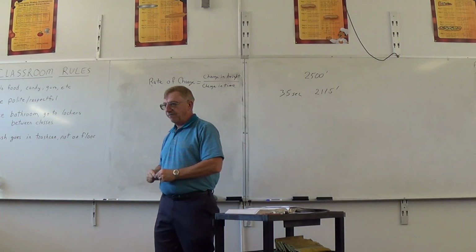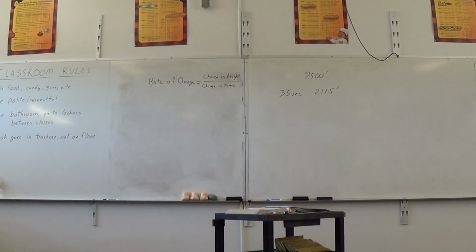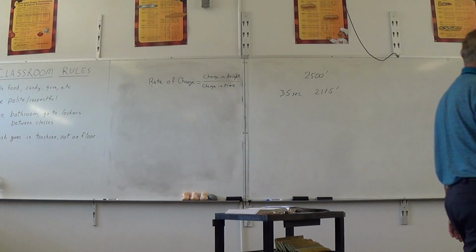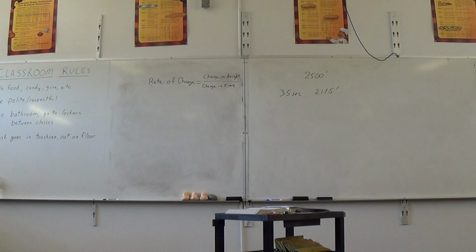2,115 feet. What's our rate of descent? How many feet per second are we descending in that time? You don't always descend at the same rate. It averages out. That's how many feet we're descending. Okay, but what's our rate of descent? Per second.